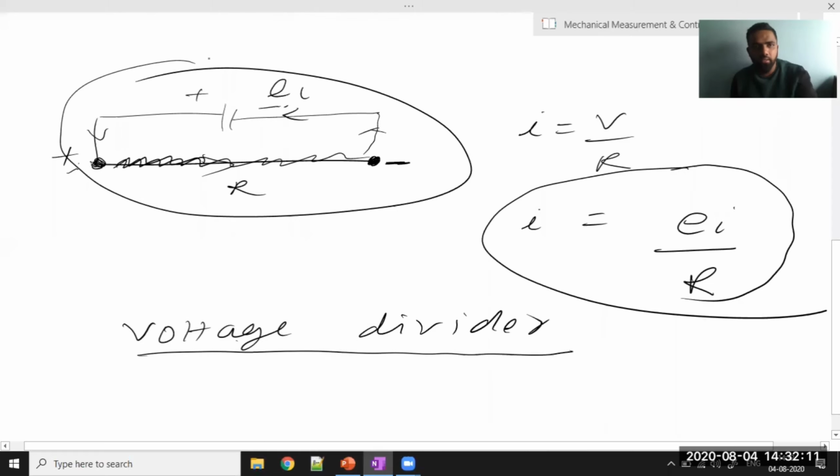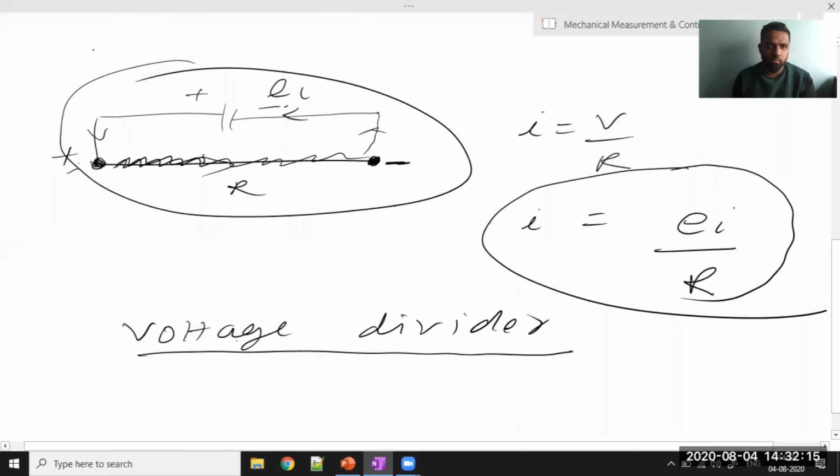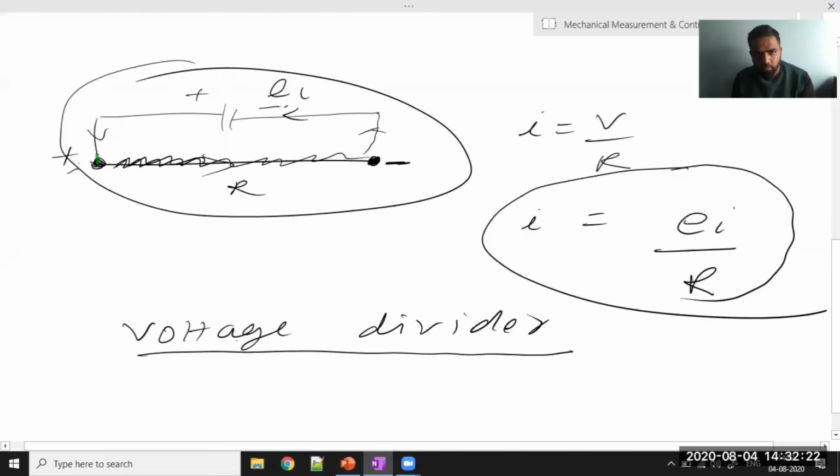we want to measure the, just one second, I need to use some another color. Just give me a second. I'll just use this one. This will be better. When what happens in voltage division is, in voltage division, the voltage gets divided.